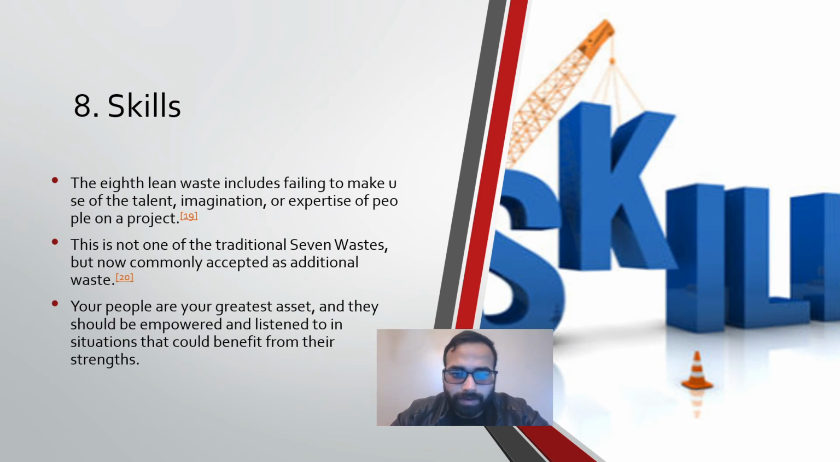The eighth waste of lean is skills. The eighth lean waste includes failing to make use of the talent, imagination, or expertise of people on a project. This is not one of the traditional seven wastes, but it is now commonly accepted as an additional waste. Your people are your greatest asset, and they should be empowered and listened to in situations that could benefit from their strengths.